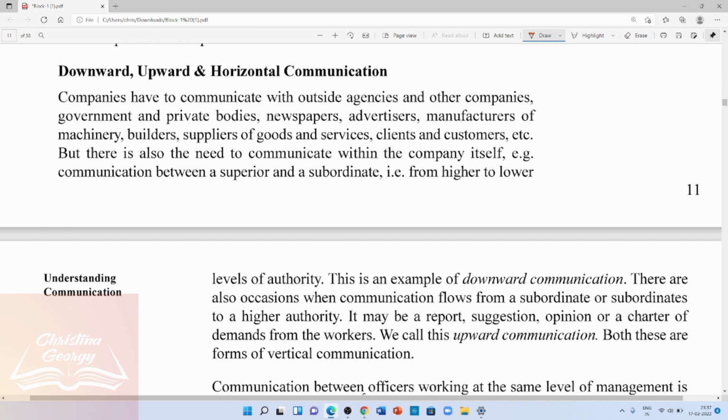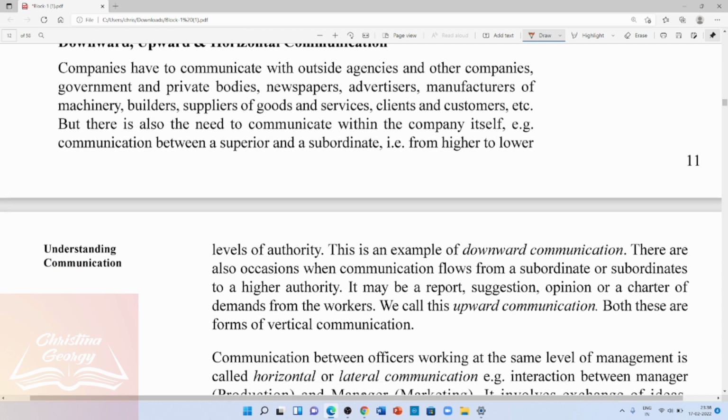That is, from a higher to a lower level of authority. This is an example of downward communication, from a higher official to a lower official. There are also occasions when communication flows from a subordinate to a higher official. That is, it may be a report, suggestion, opinion, etc. So this could be an upward communication. Both these are forms of vertical communication. That is, upward communication and downward communication are forms of vertical communication.